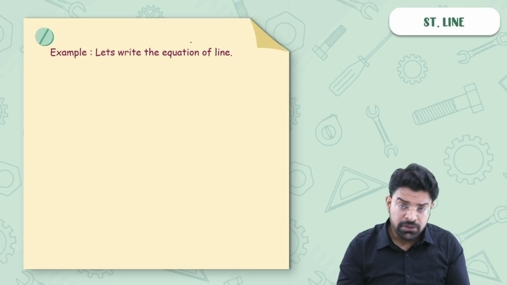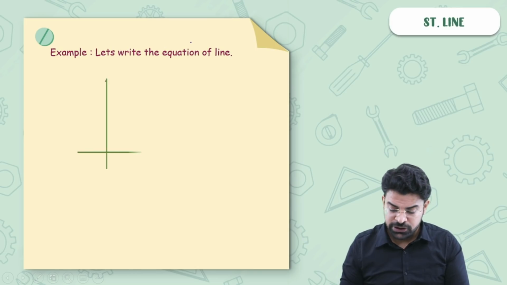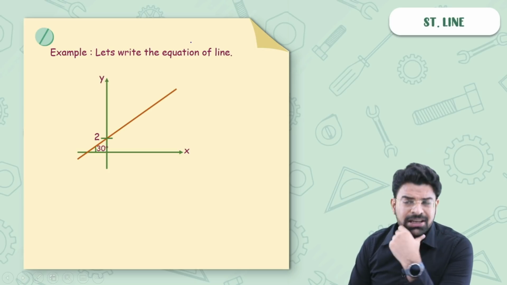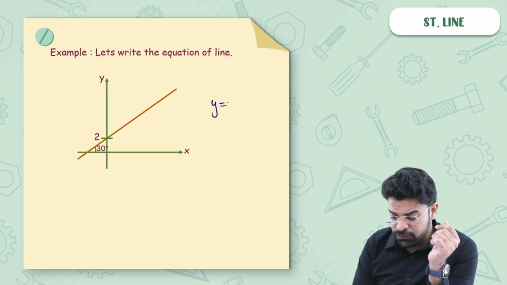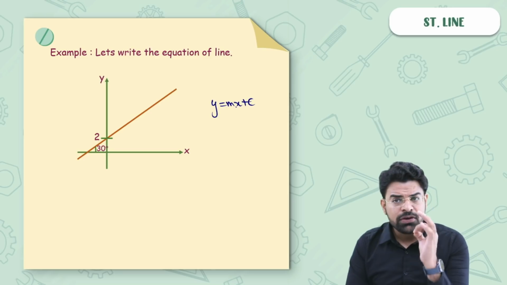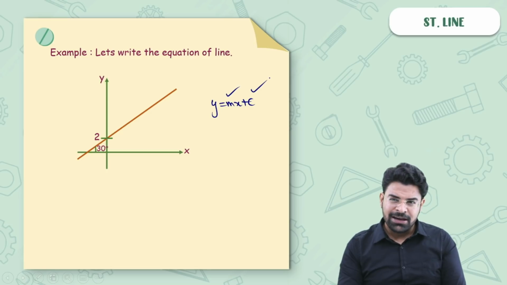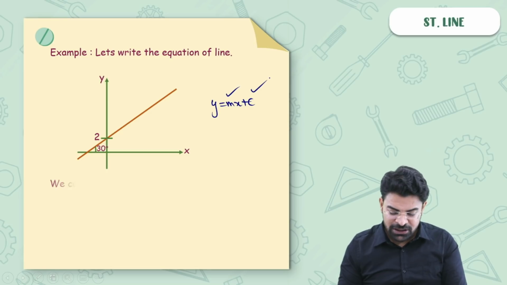Now let's learn how to write the equation of a straight line. If you have this straight line, how will you write its equation? I need just two parameters. We know that y equals to mx plus c. So as to write the equation of a straight line, I just need two parameters, the slope and the y-intercept. From this graph, I can tell what is the slope and what is the y-intercept.